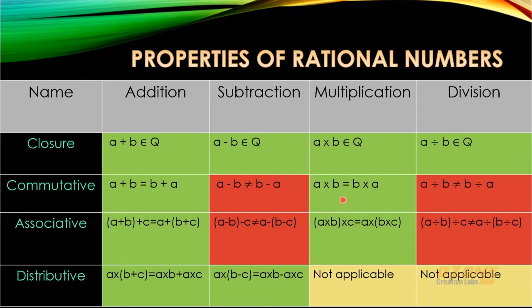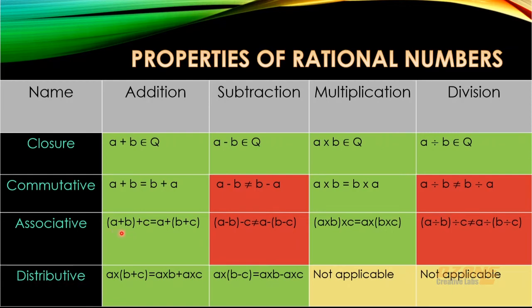In multiplication, a into b and b into a are equal, but in division, a divided by b is not equal to b divided by a. 2 by 5 is not equal to 5 by 2, right? So the commutative property does not hold for division. Associative property is like this.